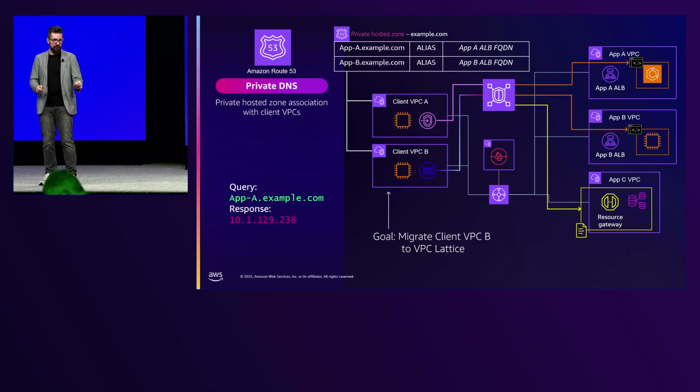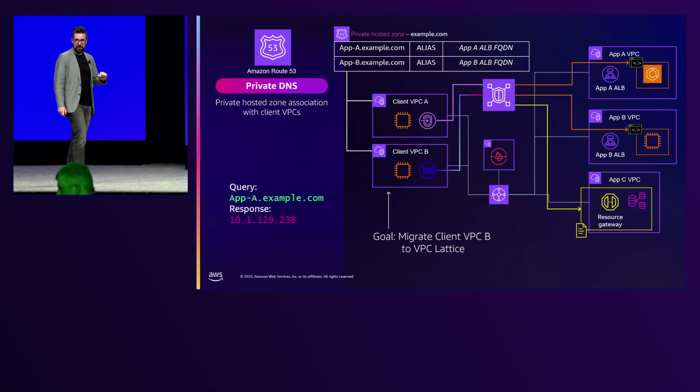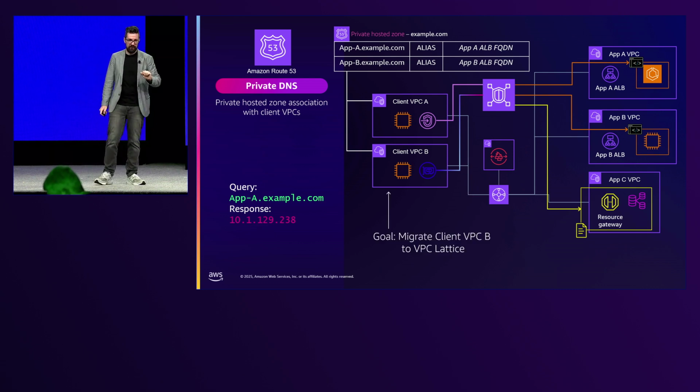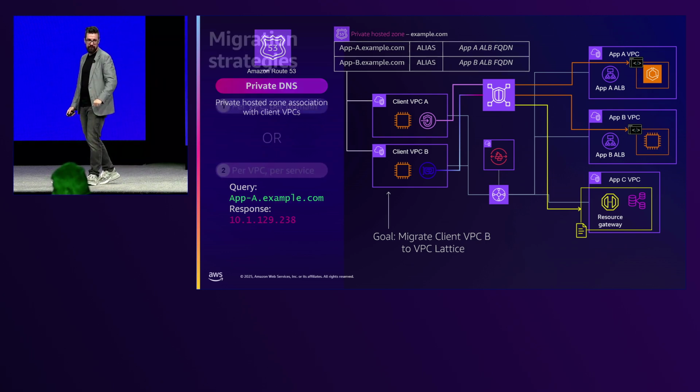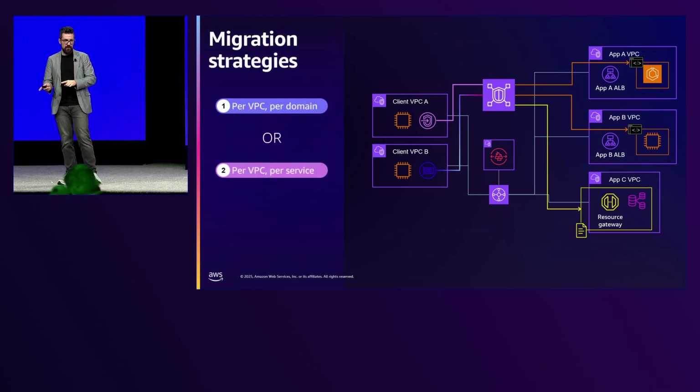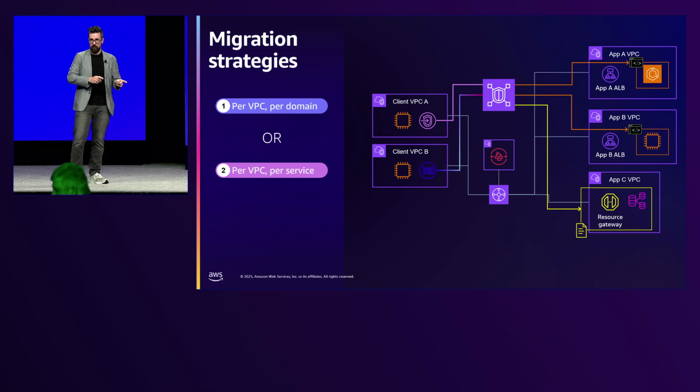Now my goal here is I want to migrate client VPC B to VPC Lattice. And there's two ways we can do this. Per VPC per domain or per VPC per service. One of these is more granular than the other, so let's walk through them.